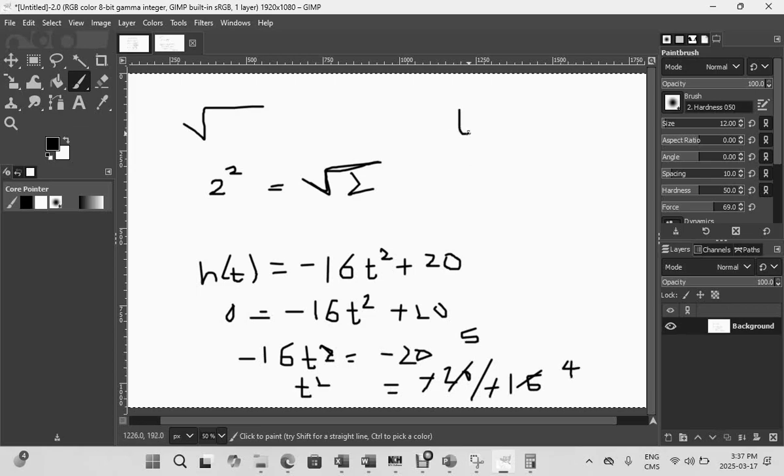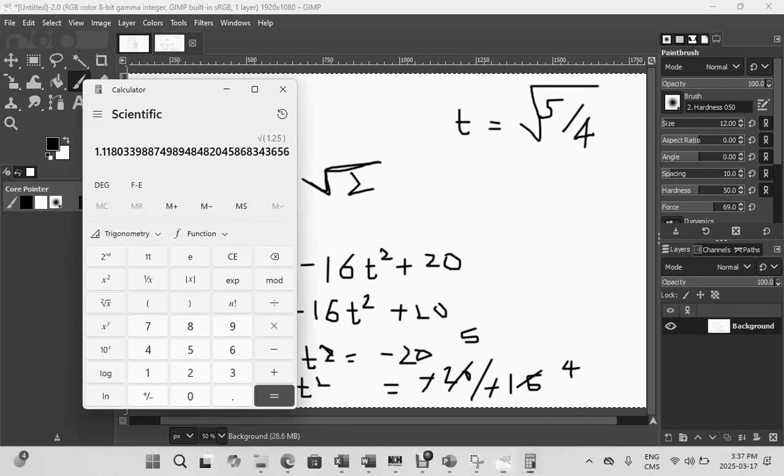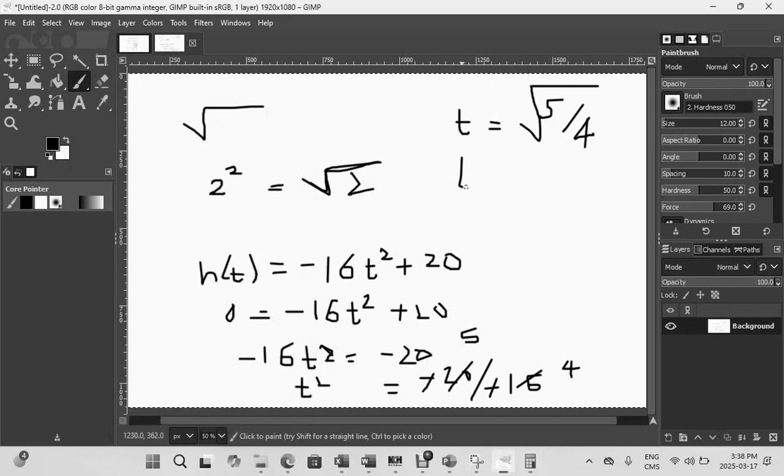Since t is squared, it goes on the other side of the equation and becomes a square root. So t is the square root of 5 over 4, and we can use our calculator to figure out the time. 5 divided by 4, square root, gives 1.118, which can be rounded off to 1.12. So t equals 1.12 seconds. It takes 1.12 seconds for an object to reach the ground.